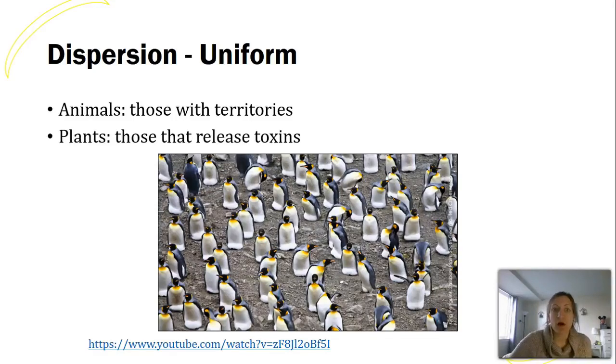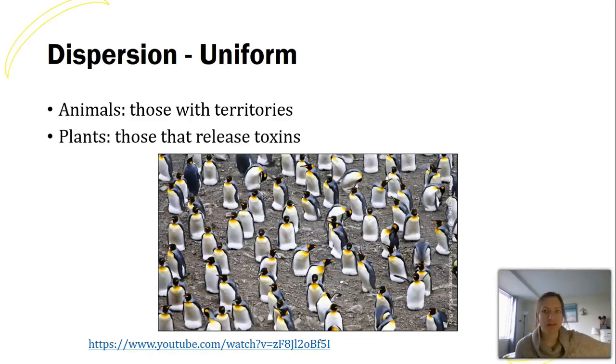In plants, we also see uniform dispersion. It's a little bit rarer, but for example, the black walnut tree. The black walnut tree releases poisons and toxins out of its roots, and the point of those toxins is to infect other plants and kill other plants so that that individual tree is not competing for sunlight, competing for water, competing for nutrients. But even another black walnut tree would actually also be infected and harmed by those toxins. So nothing can grow around a black walnut tree.